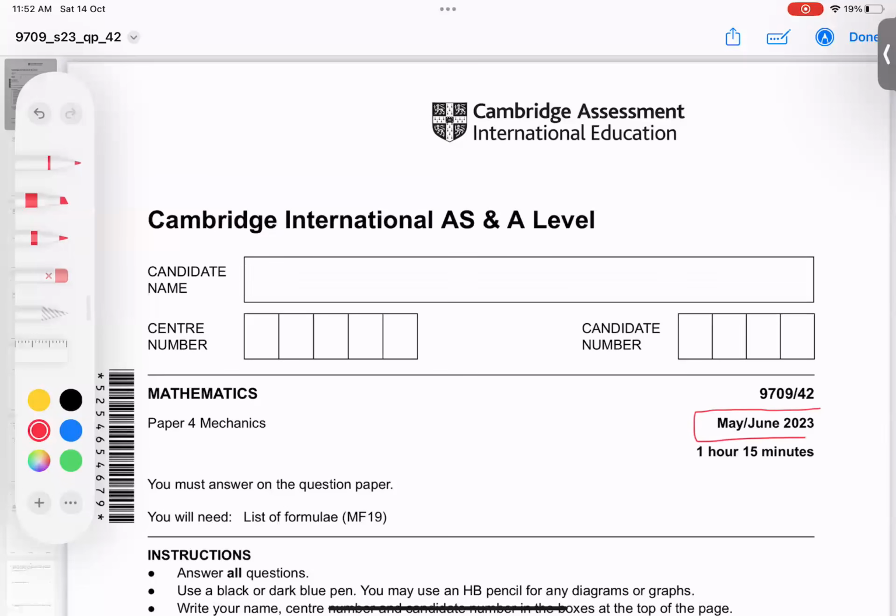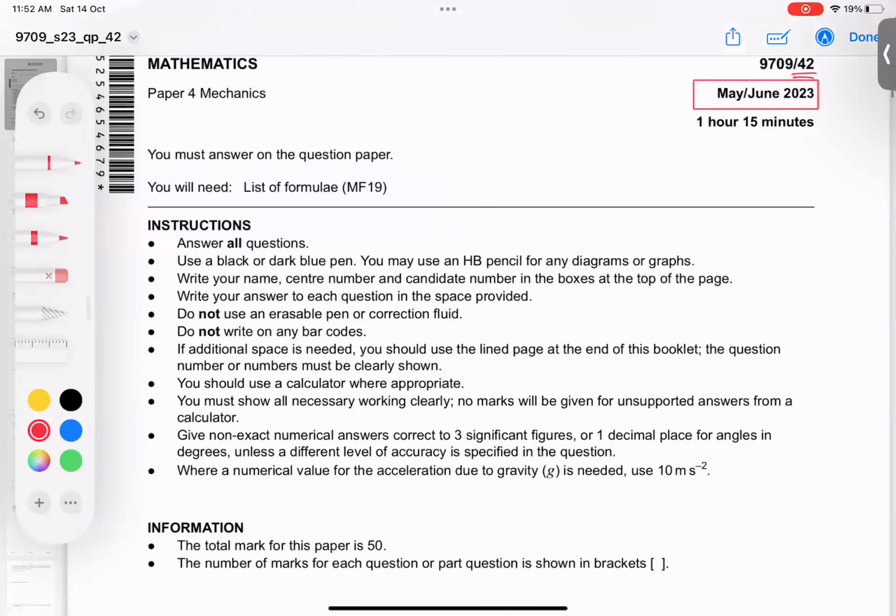Bismillahirrahmanirrahim. This is a paper, June 2023, second variant. Okay, and we're going to start this question.